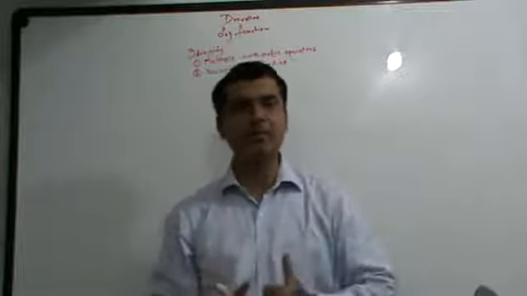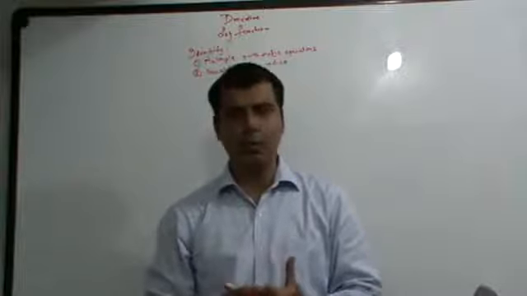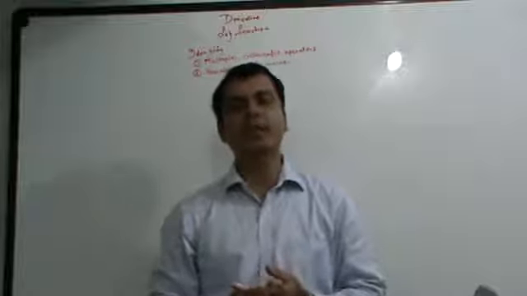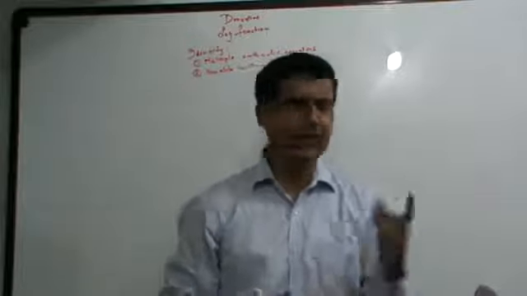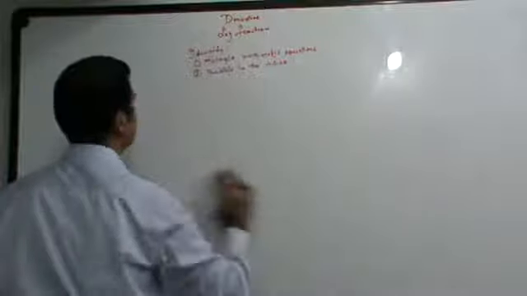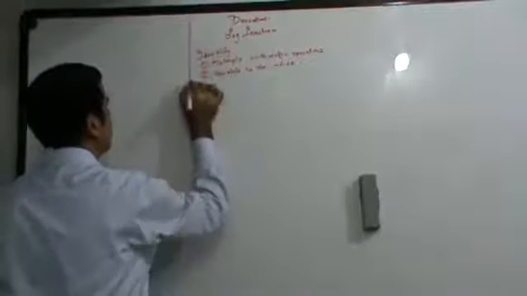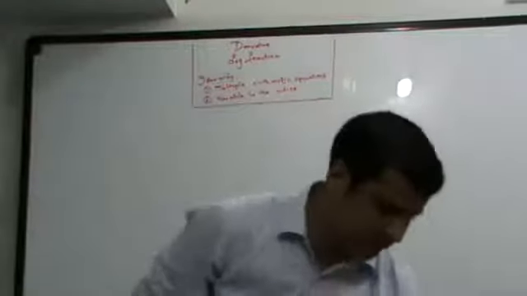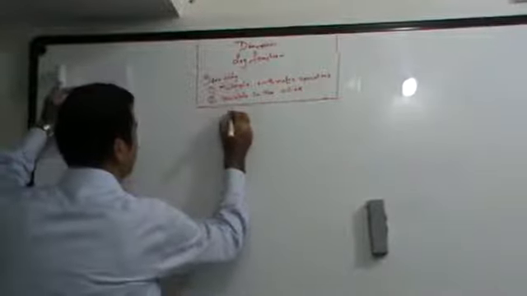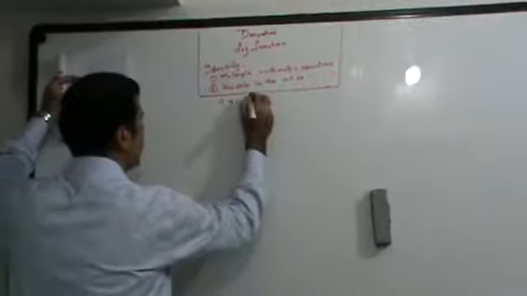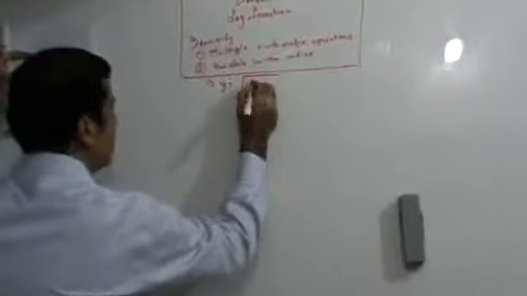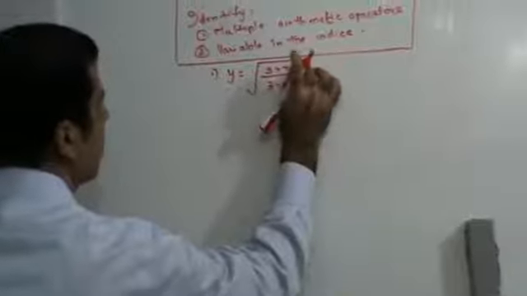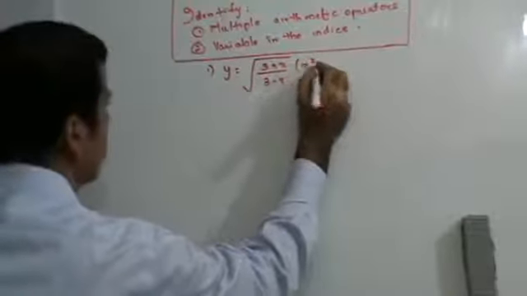I'll repeat this once again. If you have multiple arithmetic operators, or if you have variable in the indice, then it is said to be a logarithmic function. Fine. Let's see how do we solve this. We will leave this here for the timing. Y is equal to square root of 3 plus x upon 3 minus x into x square plus 5.